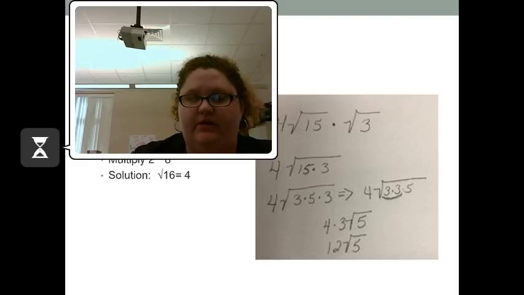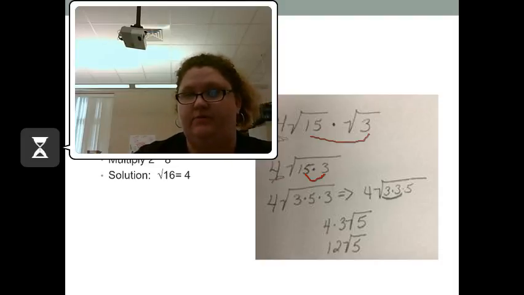Now another example over here, we have 4 times the square root of 15 times the square root of 3. Since 4 is the only number right now outside the radical sign, we're just going to keep it outside the radical sign. All we're going to do with our multiplication is do 15 times 3. That's demonstrated here, 15 times 3. You'll notice I didn't actually do the 15 times 3. There's a reason. It'll save you some time later.